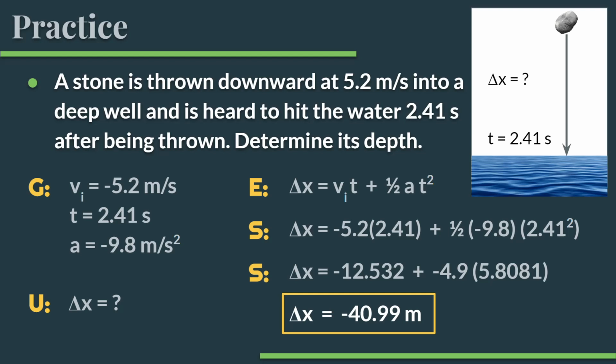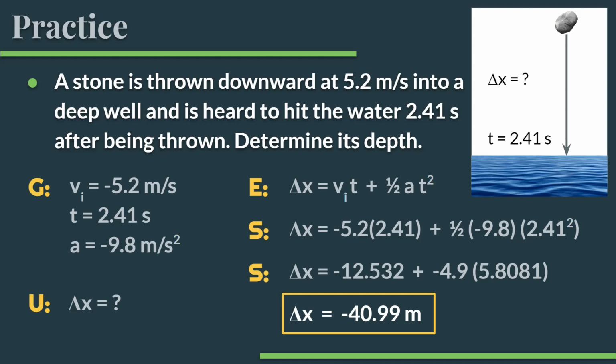So the depth of the well, you could report your answer as just 40.99, but if I asked for displacement, you would need to say negative 40.99 because we define that downward direction as negative. So again, you need to be able to do this. It's the same process. It's just now I have an initial velocity to consider, and it'll be given to you in the question.